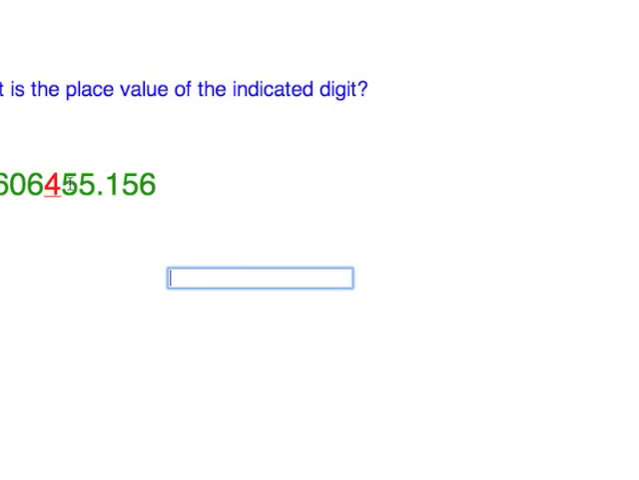Ones, tens, hundreds. Notice the hundreds is in the third place to the left of the decimal. It's like 1, 2, 3. But the hundredths is in the second place to the right of the decimal. Tenths, hundredths. Okay? So tenths, hundredths, thousandths, 10,000ths, 100,000ths.